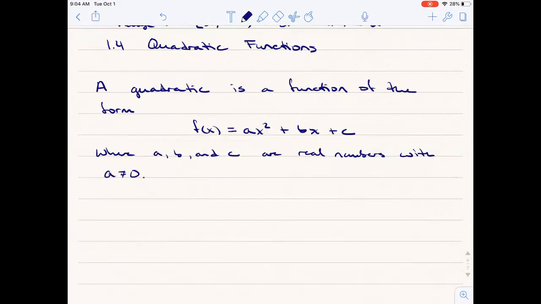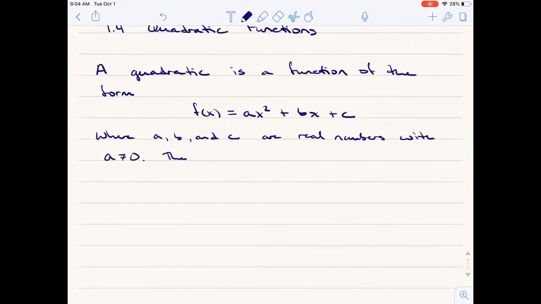So with a not equal to 0, and again, just like the absolute value, quadratic functions and absolute value functions behave kind of similarly, right? Because they've got this V or kind of rounded shape. But the domain of a quadratic function is negative infinity to positive infinity.